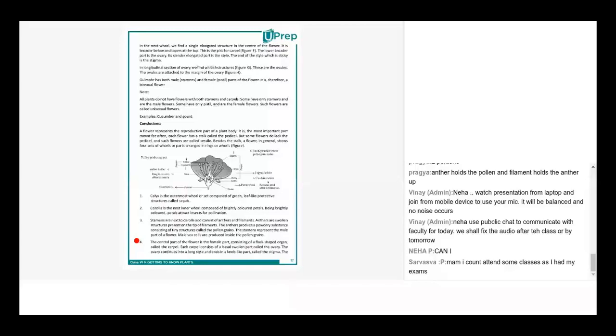Which is the second point? Anjali, go ahead with the second point. Corolla is the next inner whorl composed of brightly colored petals. Being brightly colored, petals attract insects for pollination. Correct. This is what we discussed when we opened the chapter. The brighter, the more pollinators. The bigger and more attractive the petals, the more visible. Third point, Anjali.